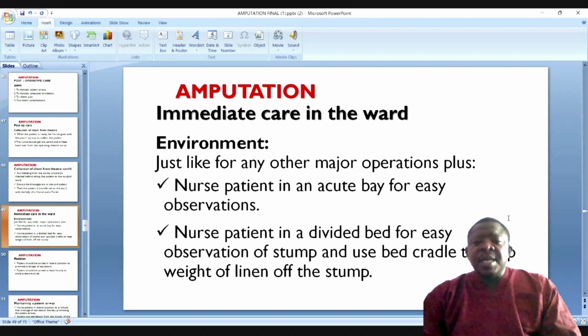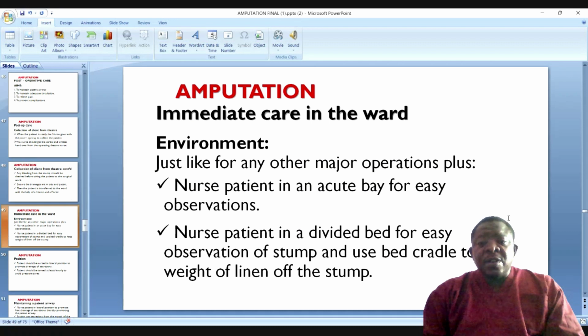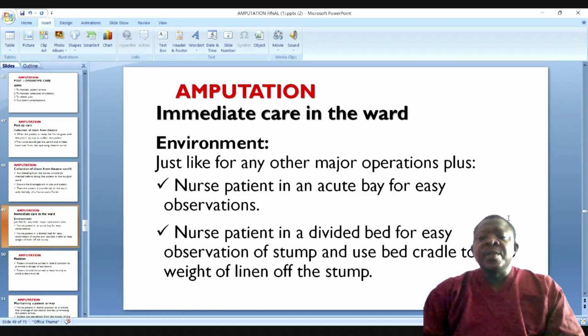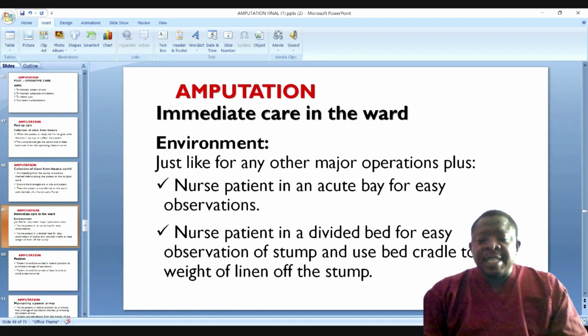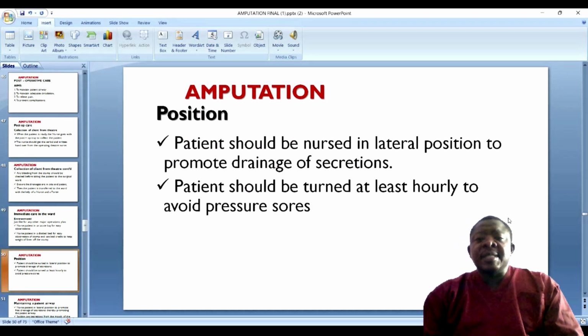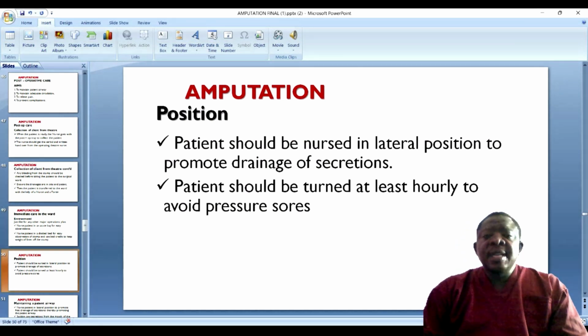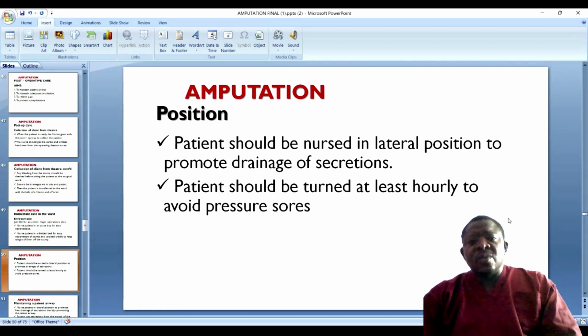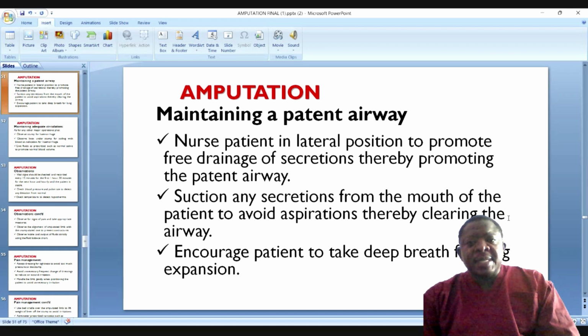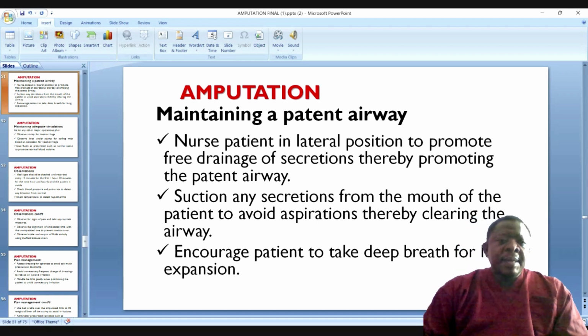So, a bed cradle over the amputee's limb to lift the weight of linen off the stump. On care of the stump, the nurse needs to ensure that the affected limb is supported with sandbags to prevent external rotation and abduction. On contractures, you can elevate the limb with a small pillow to reduce swelling and promote comfort. Other things to do with care of the stump: you can use a bed cradle, observe the stump, and select dressing.